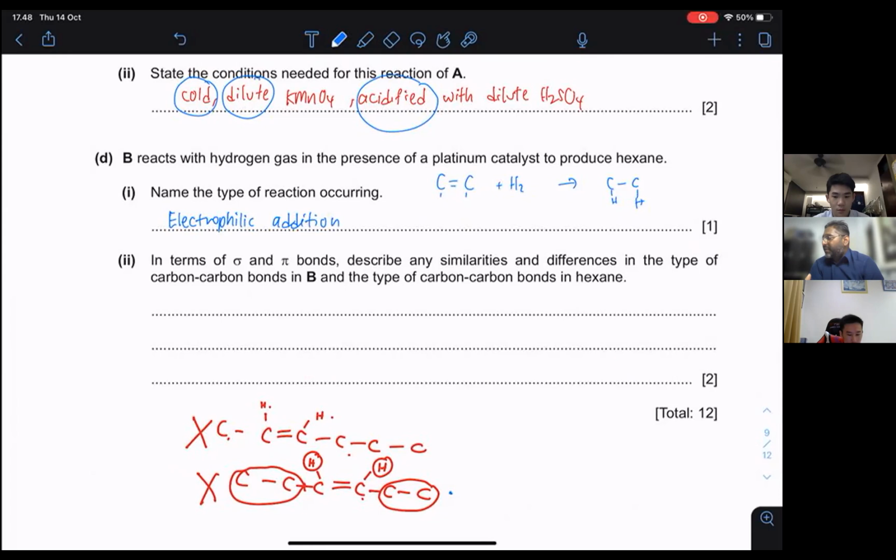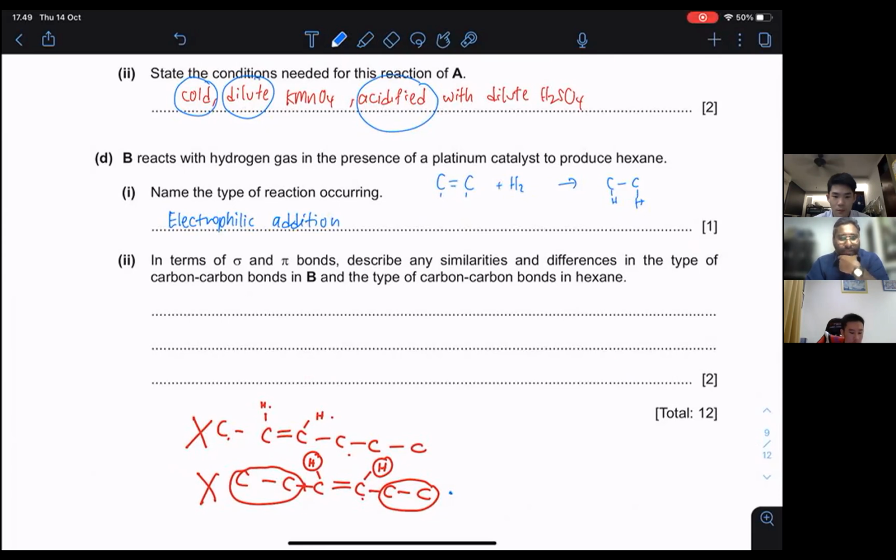As long as you mention addition, it is correct. Okay, addition, or sometimes some students will say reduction, which is still correct. But I want you to write addition, or if you can write electrophilic addition, that's okay, even though they don't require it. It's very important that you know about that.